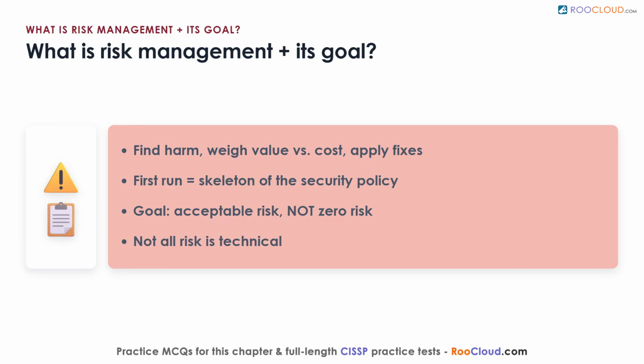Its real goal is not zero risk, because that is impossible. The goal is to reduce risk to a level your organization can accept. What counts as acceptable is unique to each organization, shaped by its assets, budget, and appetite. And remember, not all risk is technical. Accidents, natural disasters, and civil unrest all belong on the list.